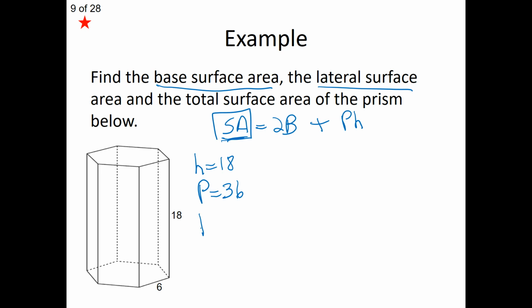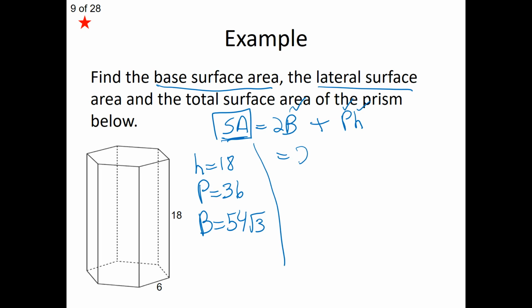Now, we also need to find the area of our base, which means we have to find the area of a regular hexagon. We did this in chapter 11. For time's sake, I'm going to save us some time and go ahead and copy down the area of this. The area of the base is 54 root 3. So now we have all 3 variables we need. We have the base, we have the perimeter, we have the height. Check, check, check. Let's plug in our information.